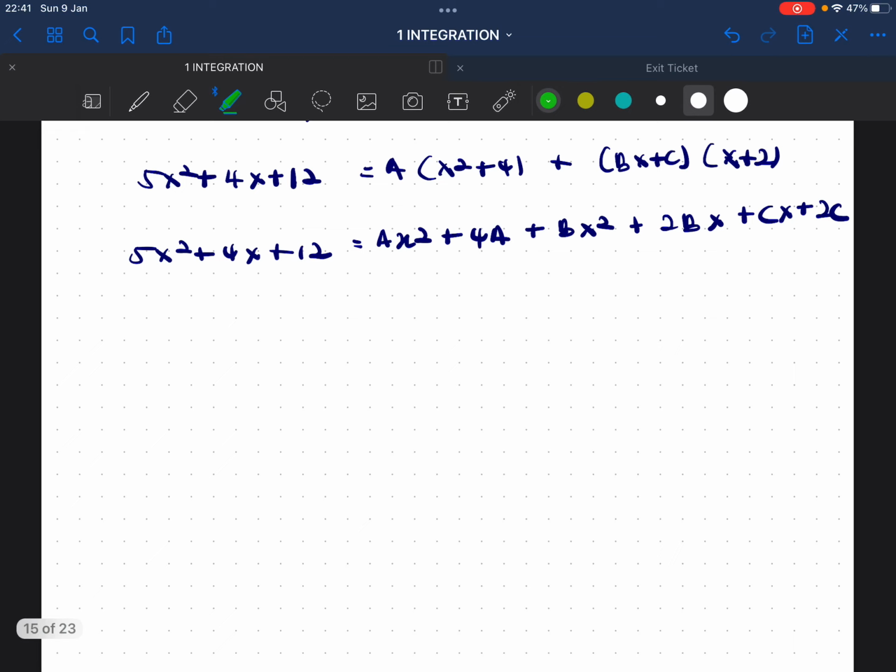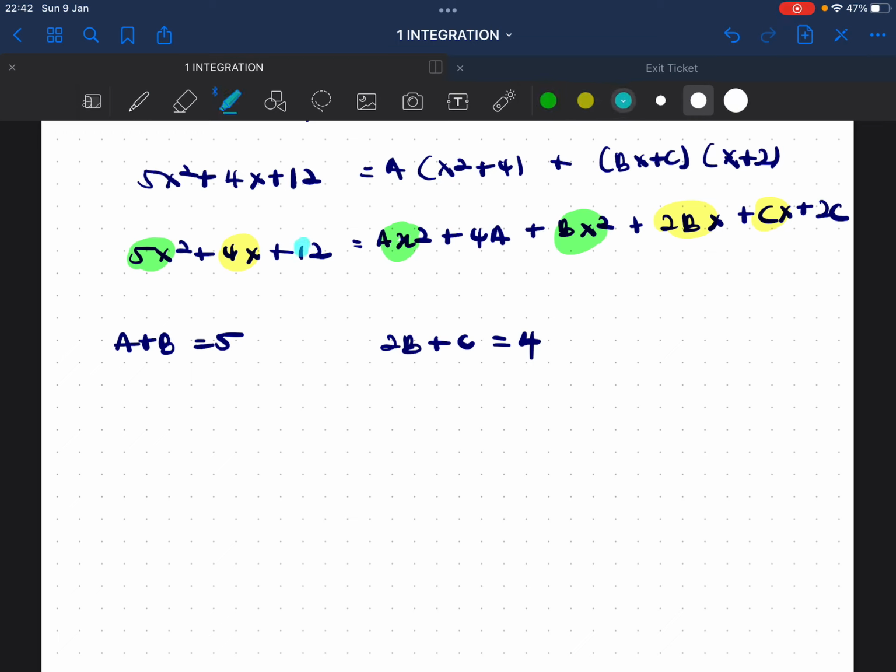So here we have 5x squared compare with Ax squared plus Bx squared. So that means we have A plus B equals to 5. Okay, so that is the first equation. So the next equation, let's see our x. Compare 4x with 2Bx and Cx. So that will be 2B plus C equals to 4. Okay, one equation. So we need 3 constants, that means 3 equations.